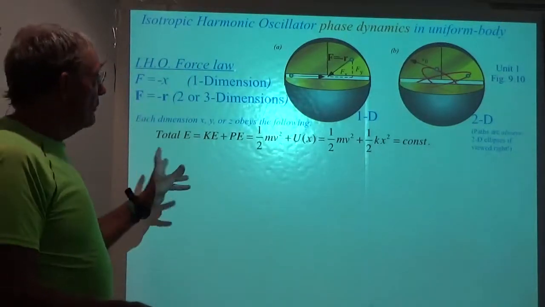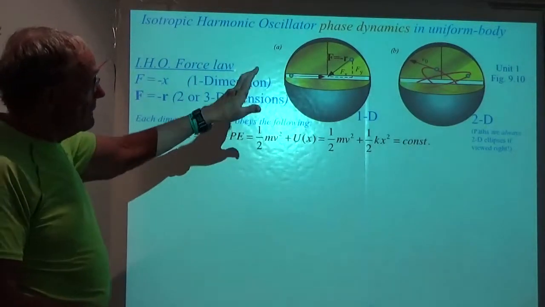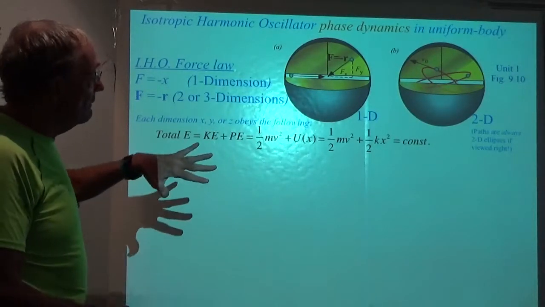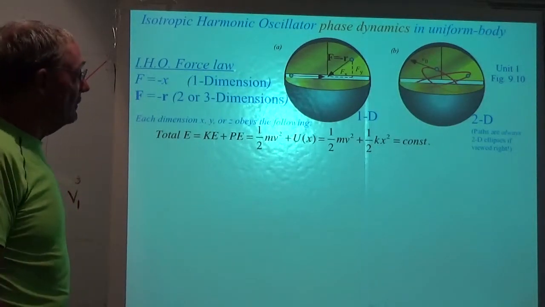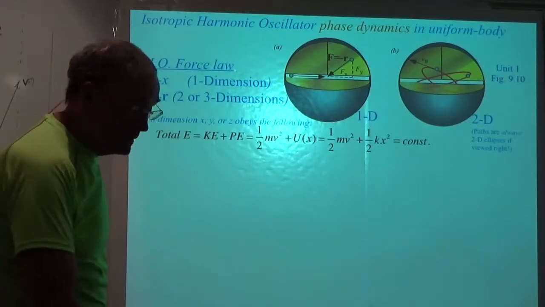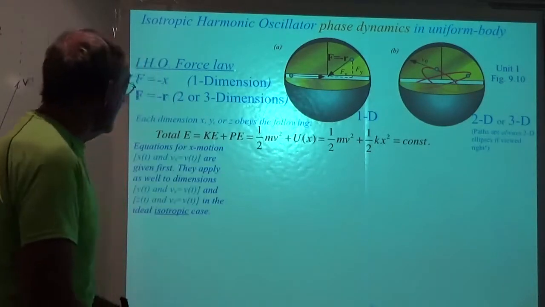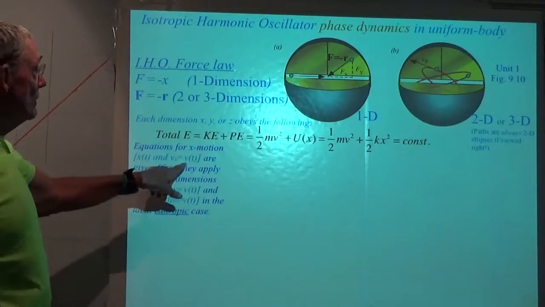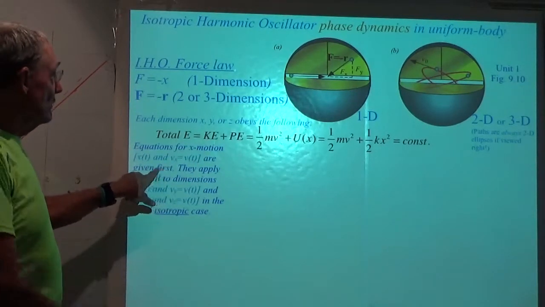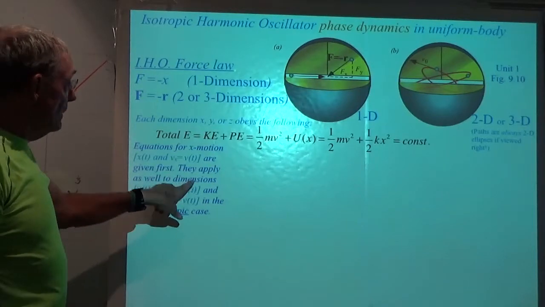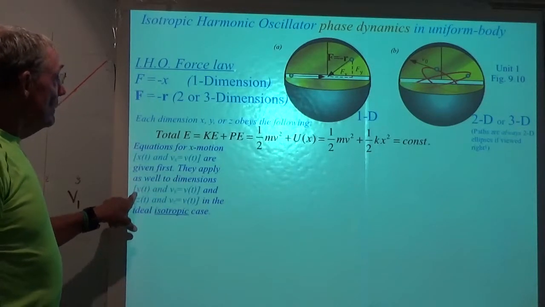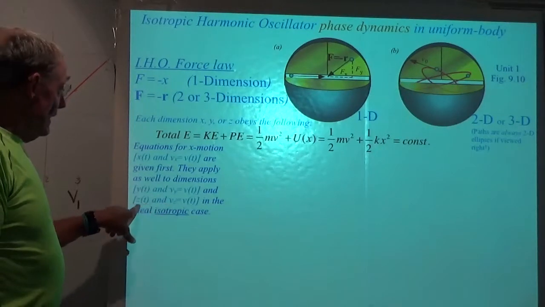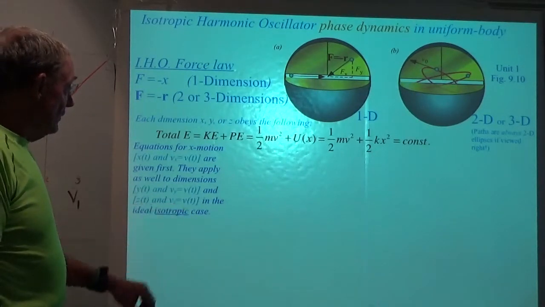But it's all 3 of these together that would work on this problem in general, and for any given orbit we can reduce this to a 2-dimensional problem. So this is what I'm saying in the next thing here. The equations for the x motion will be given here first. They apply as well to the dimensions y, where there's a velocity y, and z, where there's a velocity z.